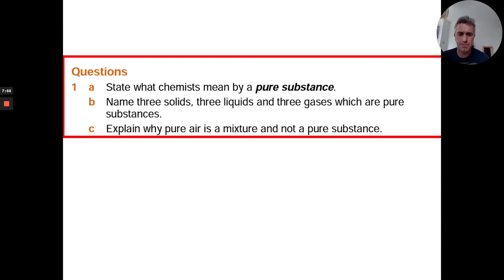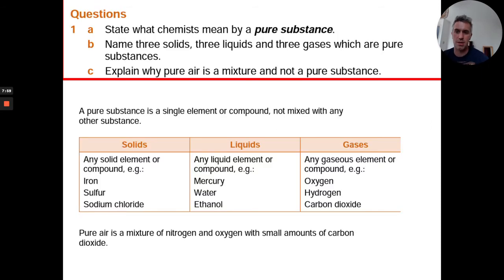Are you done? Okay, let's check your answers. Did you have any of these as answers? The pure substance is a single element or compound, not mixed with any other substance. Examples of solids that are pure: anything from the periodic table, like iron or sulfur, or any compound taken from things from the periodic table, sodium chloride, table salt.